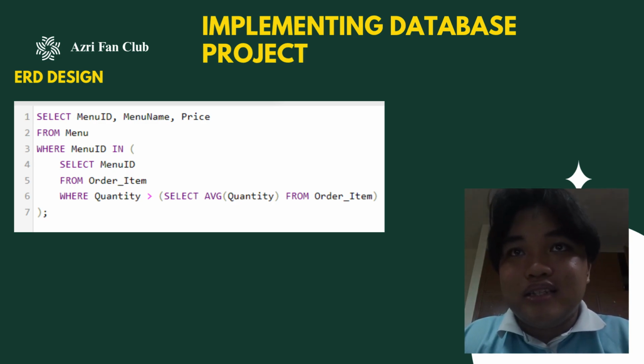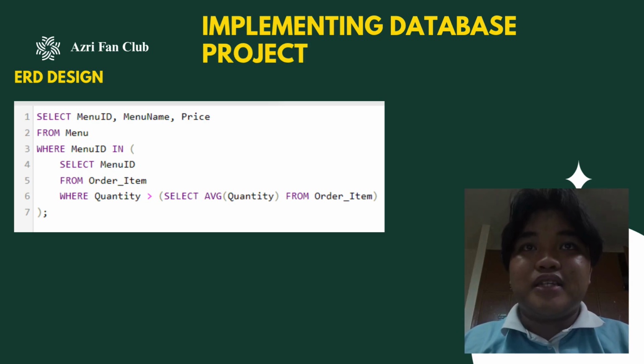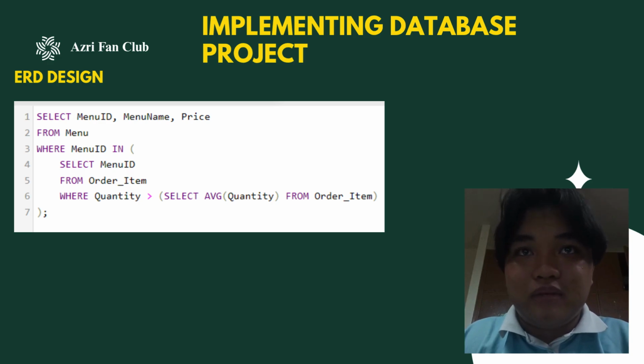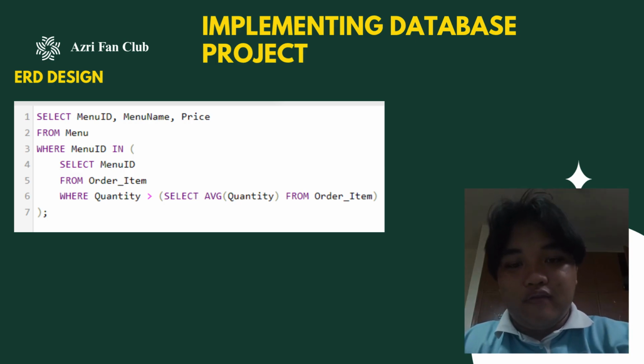Next, the middle layer. The system looks at the order item table and selects the ID number, menu ID, of any product that was ordered in a batch higher than that market average. Finally, the outer layer. The main select statement takes that list of high volume IDs and matches them back to our master menu catalog to extract the actual reader-friendly menu name and retail price. This is a powerful business intelligence tool. Instead of hard coding a number, the query dynamically targets and displays our top trending or bulk purchase menu items based on real-time sales behavior.